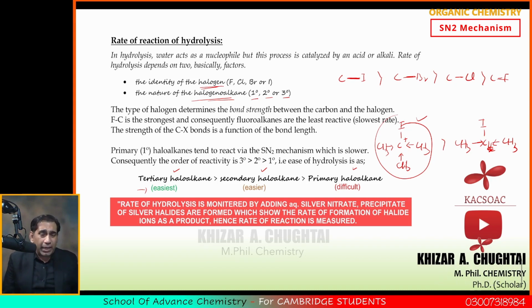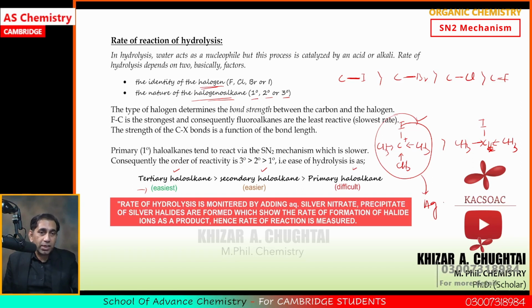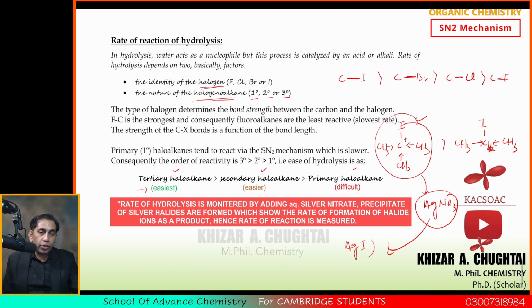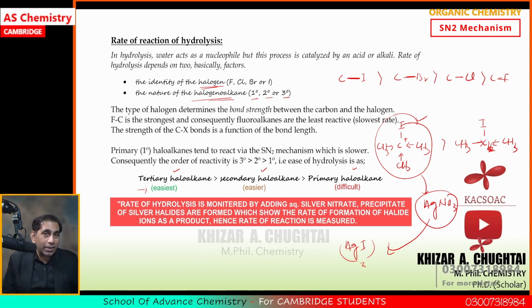However, practically, if you want to check or monitor this whole system, you will add AgNO3 into this. I mean, if you are doing hydrolysis, then after some time you will add AgNO3, and check whether AgI is going to be formed, and how long it takes to form. So this formation of AgI will let you know the reaction is happening and how rapidly it is going on or not.